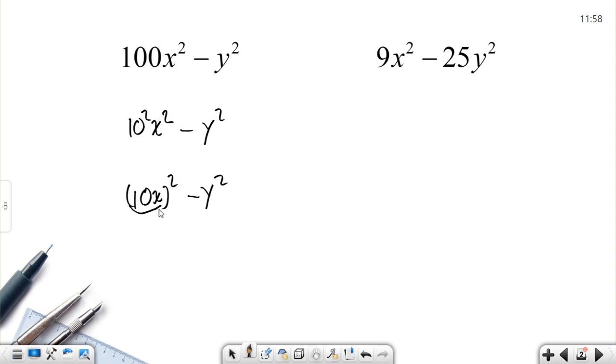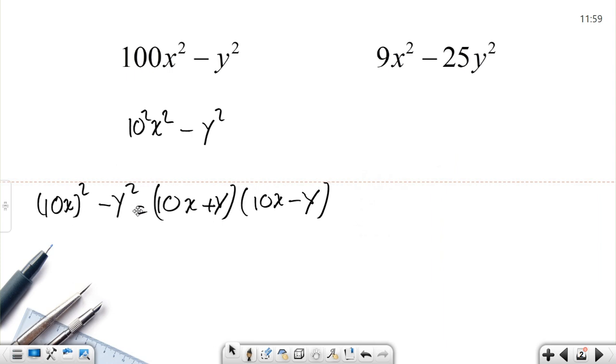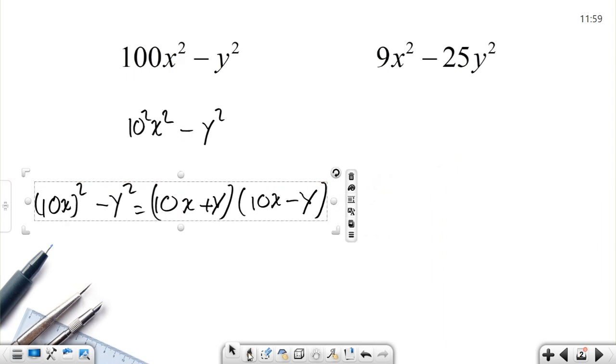So as you see, I have a term here and I have a variable here. What is the rule? First one, 10x, plus second one, y, multiplied by first one minus second one. So that's equal to that one. Let's keep it here. I will solve the second question.